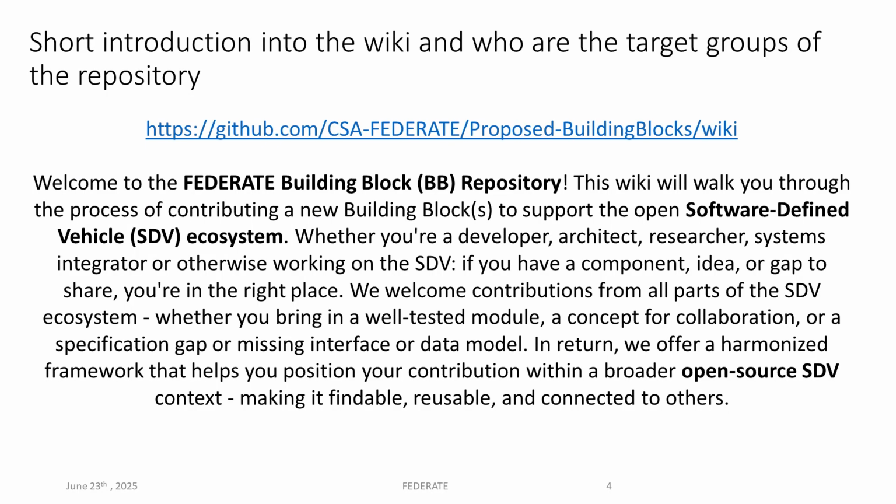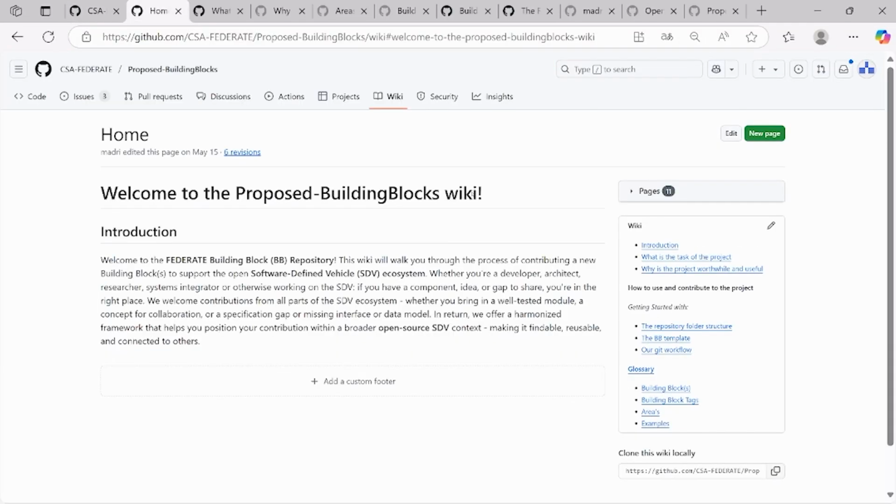Then a short intro. If you want to start with this repository, the best way is to go to the wiki. If you go to the wiki, you will see again a welcome slide, and here is some introduction about the FEDERATE building block repository in general. It says this wiki will walk you through the process of contributing new building blocks to support the open software-defined vehicle ecosystem. Wherever you are, a developer, an architect, a researcher, a system integrator, or if you are working anywhere around the SDV, you're in the right place here.